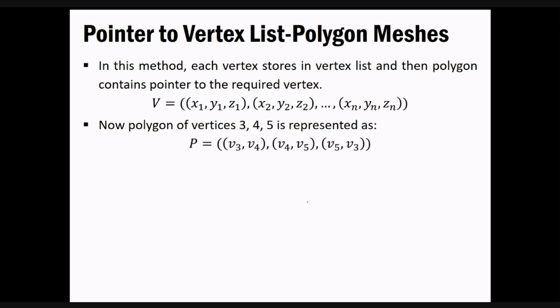Then the polygon contains pointers to the required vertices, which will be represented by P in our case. If you consider an example where we have three vertices, v3, v4, v5, how will we store this information? Capital P represents the polygon information, and for polygons p1, p2, p3, whatever you are referring to in the figure, it will store the same information: p equal to v3, v4, from v4 to v5, similarly v5 to v3.